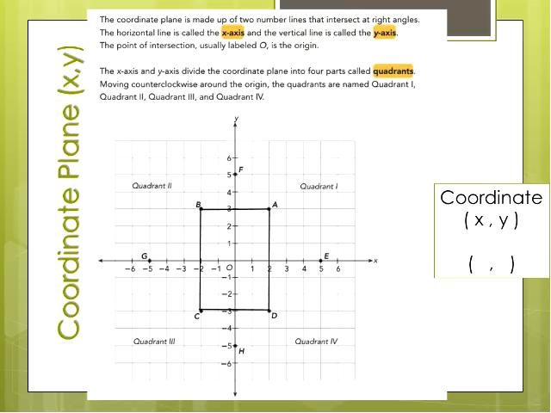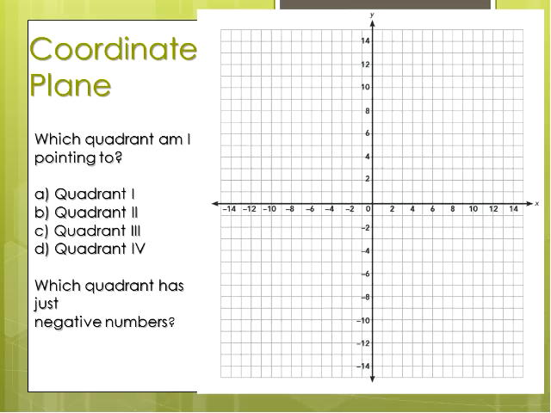Now notice the numbers in each of the quadrants. On the next screen, I'm going to ask you to describe the points that would be in quadrant 1. What would the coordinate pairs look like that would appear in quadrant 1? Go ahead, Josie.